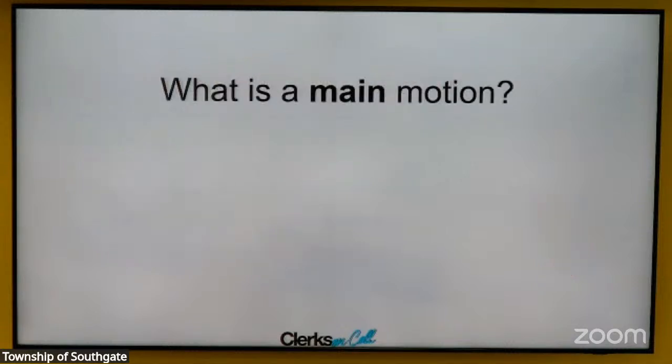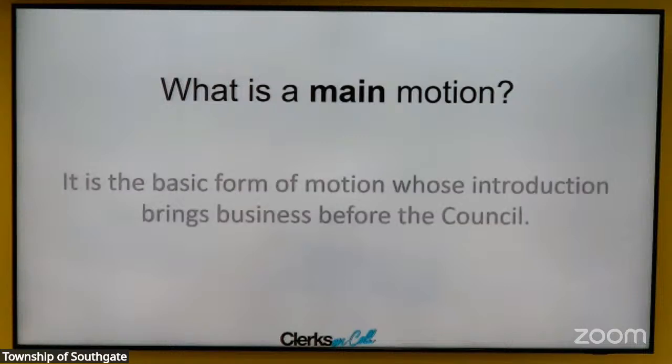So what is a main motion? It's a basic form of motion whose introduction brings business before the council. Pretty straightforward, pretty simple. And it's the most important form of motion, the one that's used most frequently.